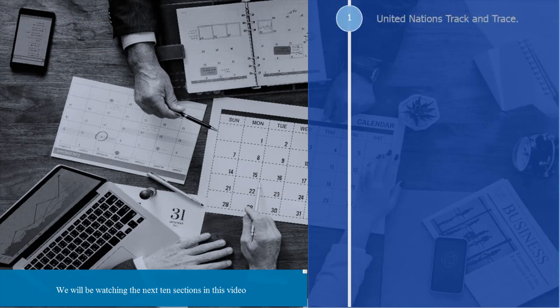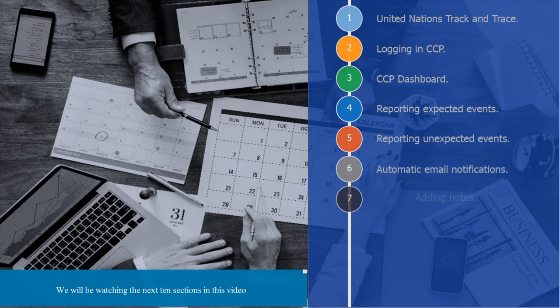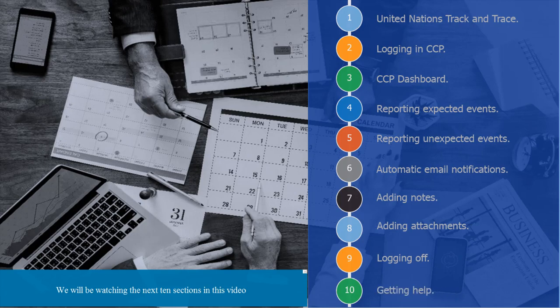1. United Nations Track and Trace. 2. Logging in the Carrier Collaboration Portal or CCP. 3. Carrier Collaboration Portal or CCP Dashboard. 4. Reporting expected events. 5. Reporting unexpected events. 6. Automatic email notification. 7. Adding notes. 8. Adding attachments. 9. Logging off. 10. Getting help.